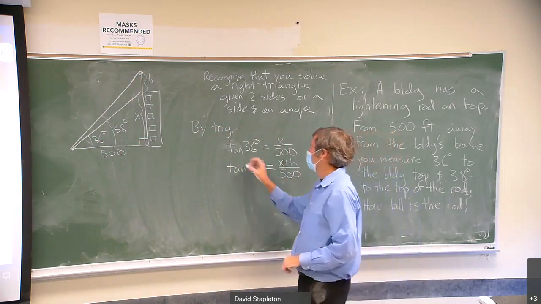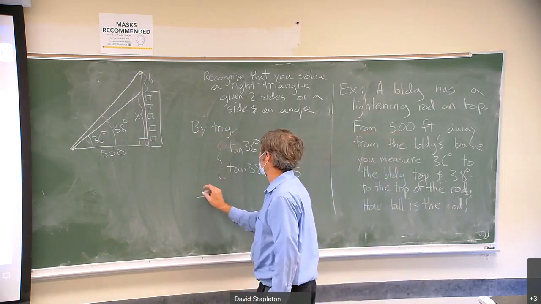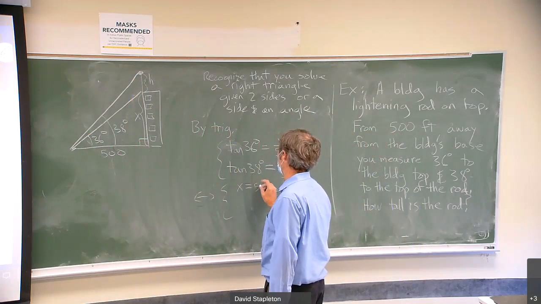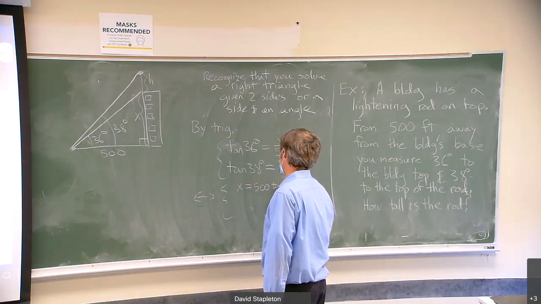So I can take these two equations and write equivalently in the first one, by multiplying by 500, that x equals 500 times tangent 36 degrees.